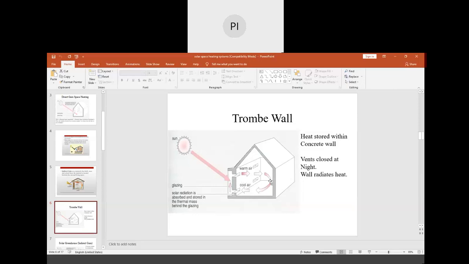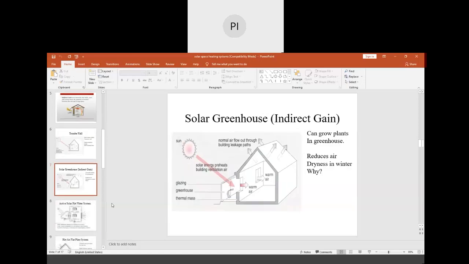After that, cool air comes here, and the thermal radiation liberated by the concrete is absorbed by the cool air and comes up here. In this way, the room feels warm at night time. Solar greenhouse, same phenomenon, is an indirect gain method. Indirect warm air comes up.